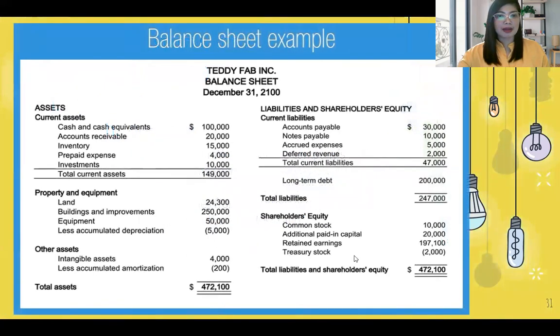So this is an example of a balance sheet. You have different parts here. The balance sheet should be balanced. The assets and the liabilities should be balanced.